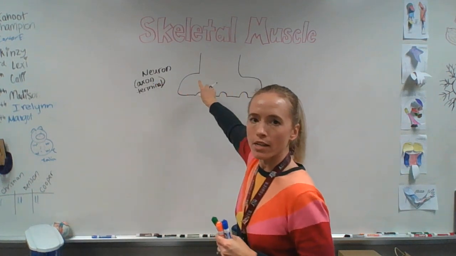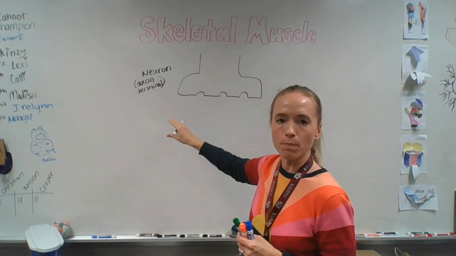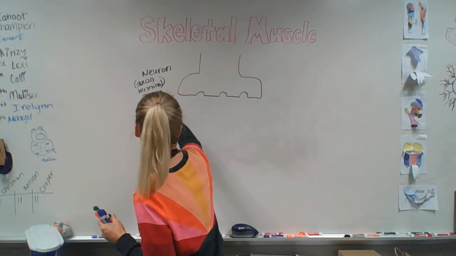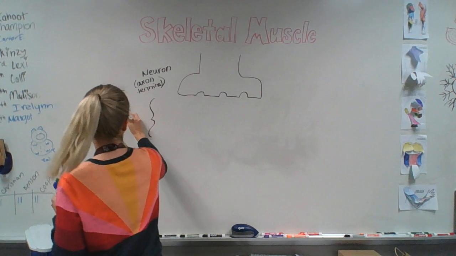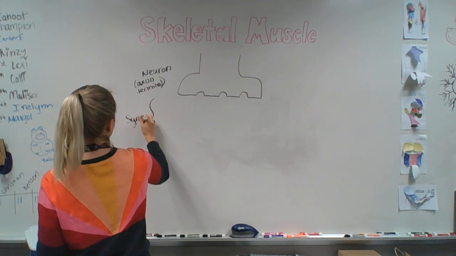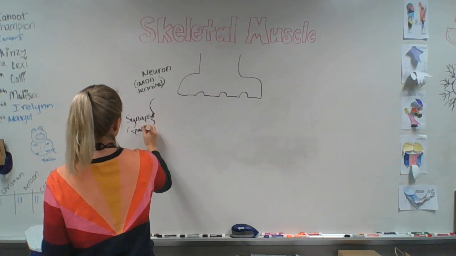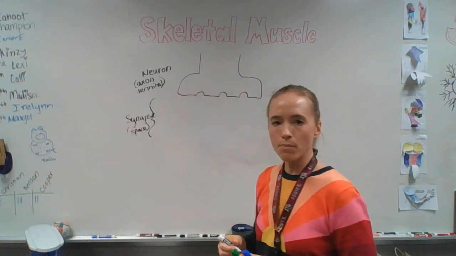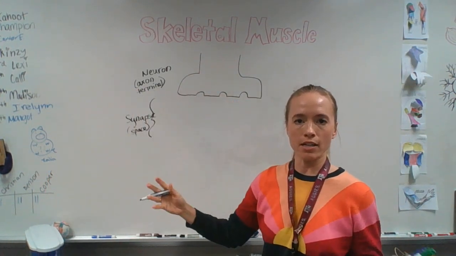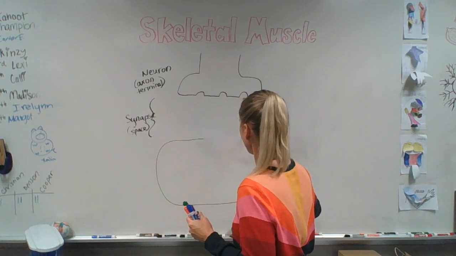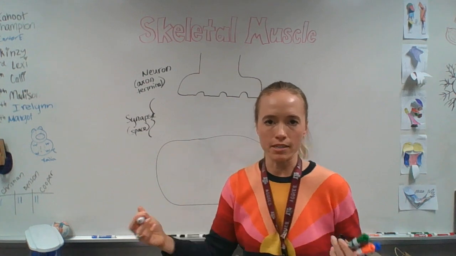And then between the neuron and the muscle cell is a space called the synapse. It's a very important space, and so we need to make sure to include that. The synapse is the space. And then below that, we're going to draw a skeletal muscle cell, and we're just going to draw it something like this, a little simplified.